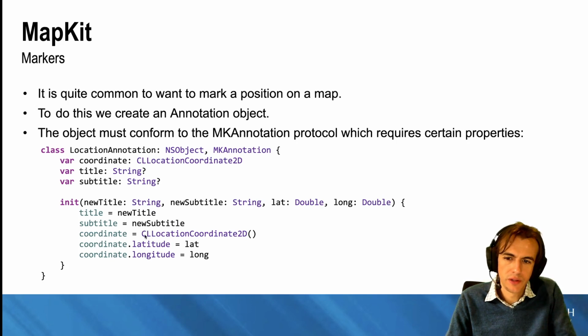Obviously the coordinate needs to be a Core Location object, in this case a CLLocationCoordinate2D, which basically is an object with a latitude and a longitude.